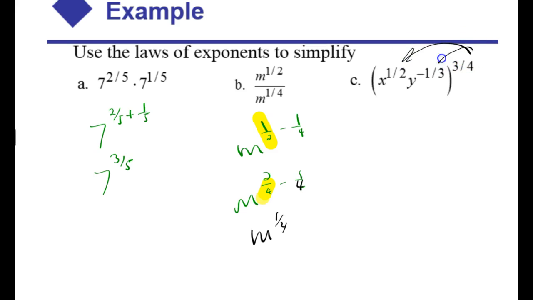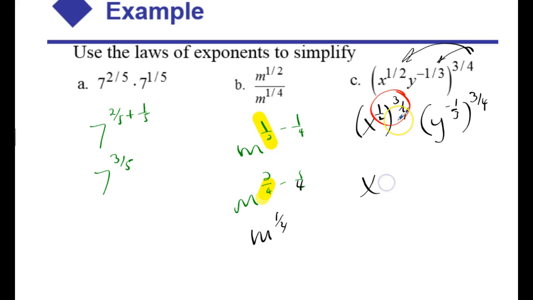Here, this I can distribute to each term. So this is really x to the 1/2 raised to the 3/4, y to the negative 1/3 raised to the 3/4, and then I have this power raised to a power. So that's going to be multiplying, and when you multiply, you just go straight across. So 1 times 3 is 3/8. Y to the negative, well, I could cancel these, 1/4.